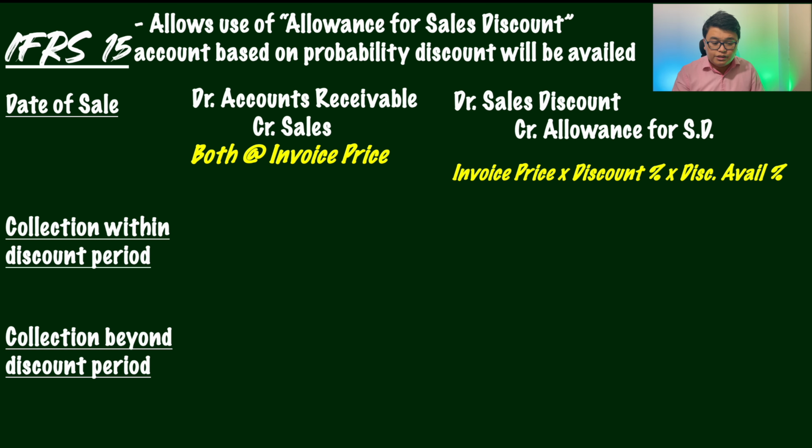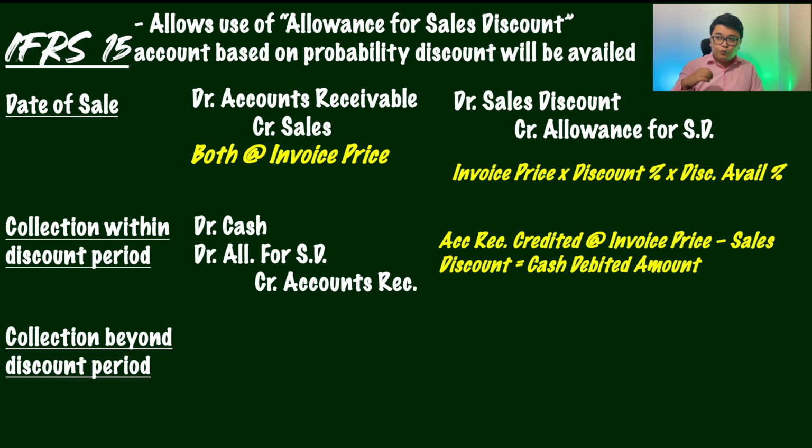If there is a collection within discount period, under the gross method, if you remember, we debited a sales discount. By the way, the sales discount is a contra sales account. This means that the debiting of sales discount will lead to a reduction from our revenue. But for this, a debit to allowance for sales discount will be recognized instead. And the cash, again, is net of cash discount, but the debit to allowance for sales discount represents the cash discount, and the accounts receivable represents the invoice price.